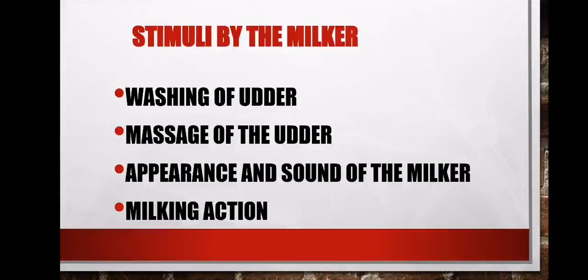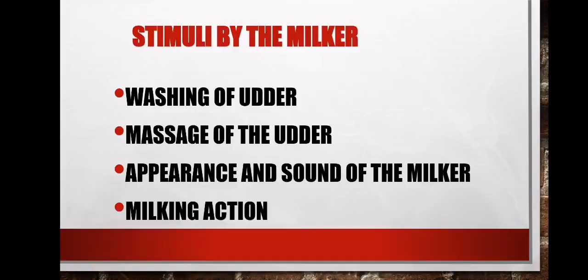After washing the udder, you then massage it. When you do these two processes, you use water to wash the udder, you also massage it. The animal will feel that there's something touching its udder. Then impulses will be sent through the nerves to the brain. When they reach the brain, they will go to a gland that we call the pituitary gland, stimulating that gland to release a hormone called oxytocin.